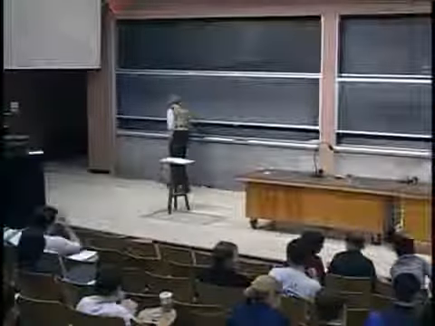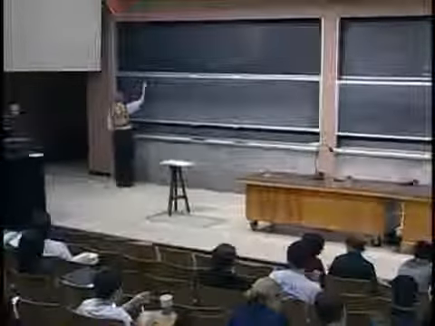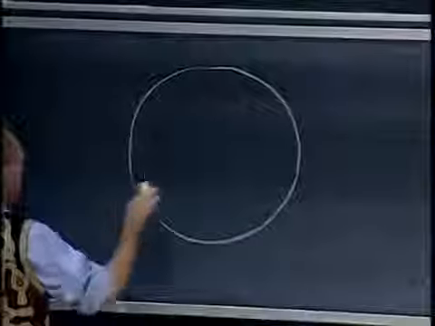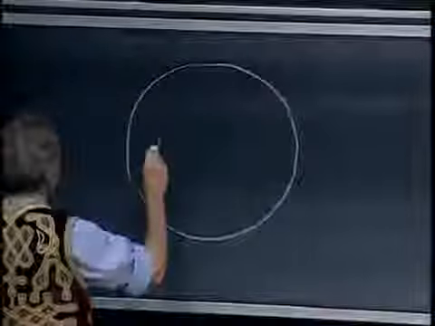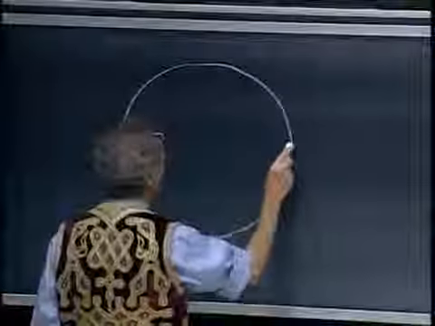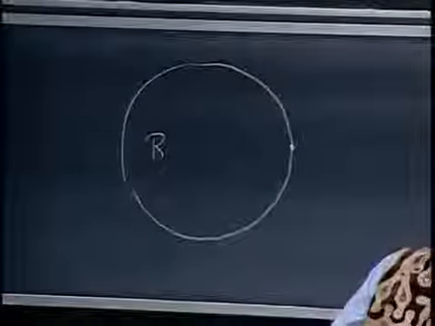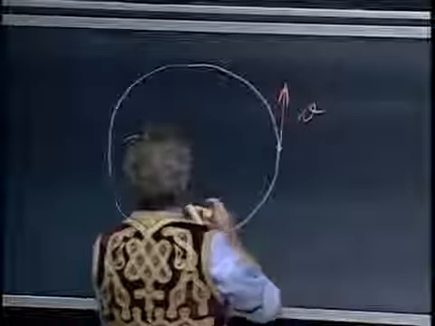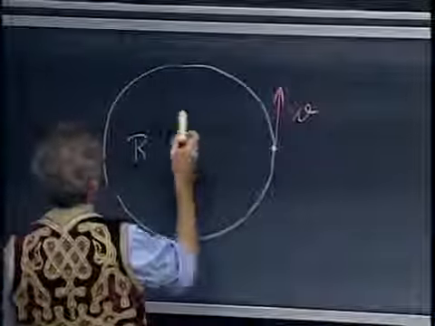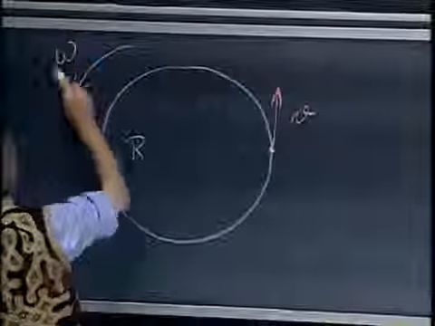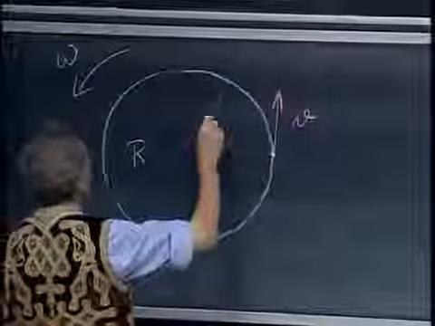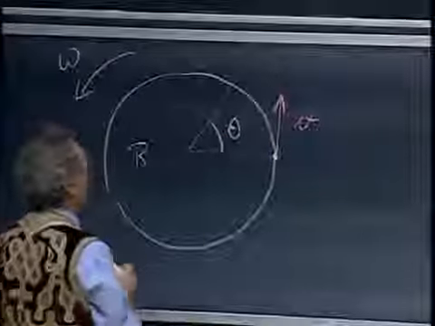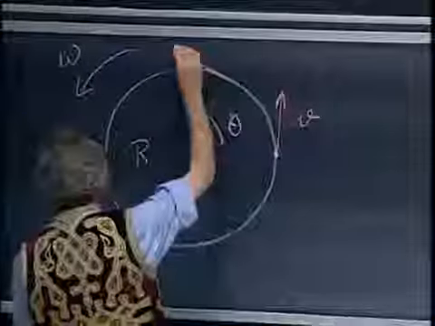We have here, going back to rotating objects, an object that has a certain velocity, v, and it's going around with angular velocity omega. A little later the angle has increased by an amount theta, and then the velocity is here.